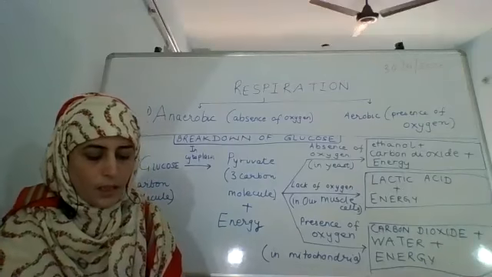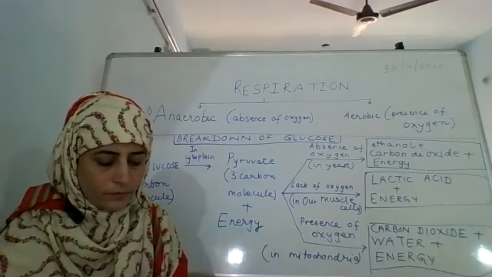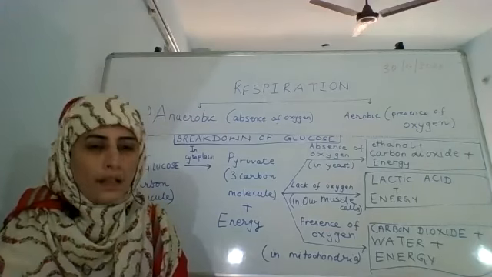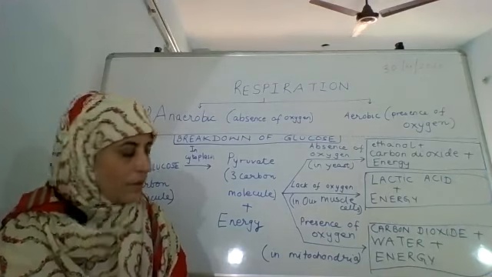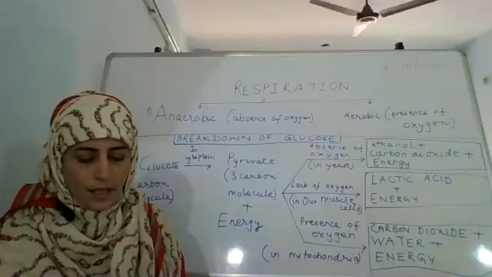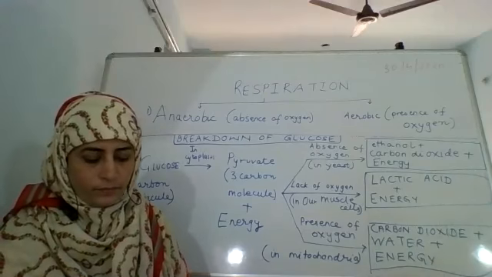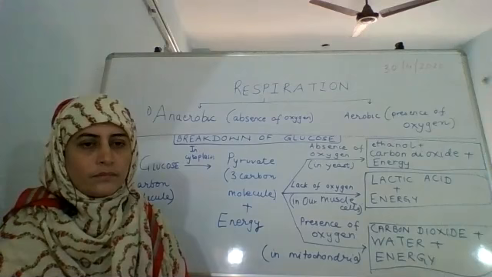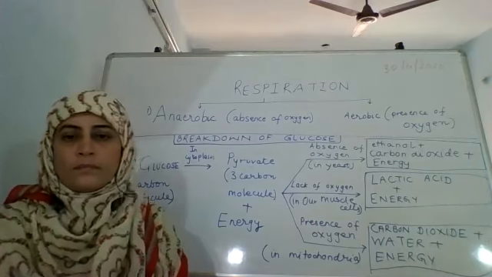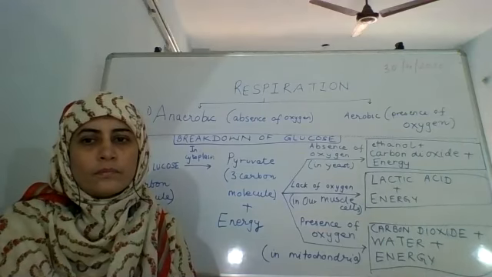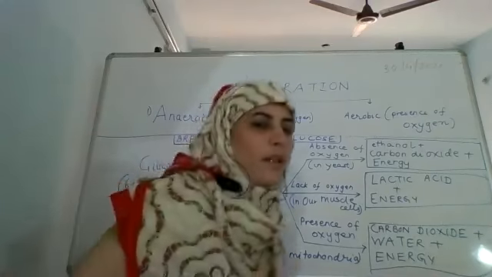The second definition is cellular respiration. It takes place in the mitochondria of the cells to release energy in the form of ATP, adenosine triphosphate.